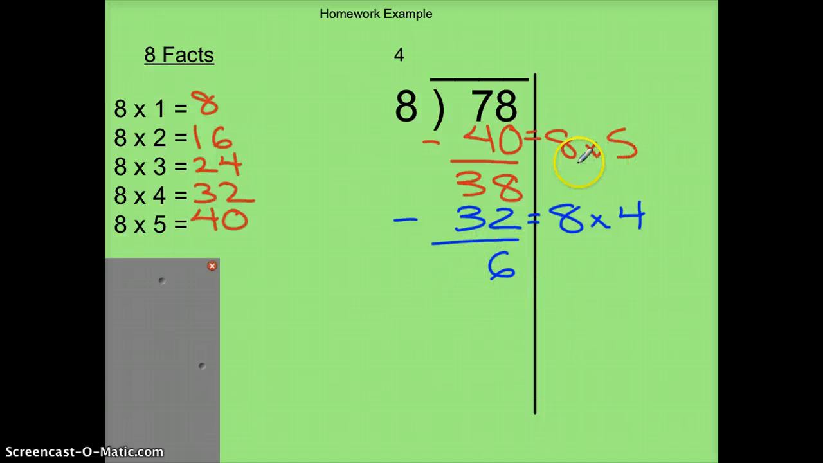I took away 5 groups of 8. Then I subtracted 4 groups of 8. I'm left with 9 groups of 8 with a remainder of 6. And this is my quotient. Hopefully that helped you understand a little bit how we're doing our repeated subtraction with the Big 7 method of division.